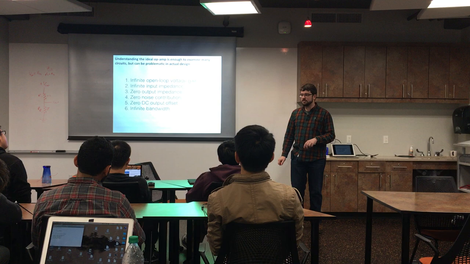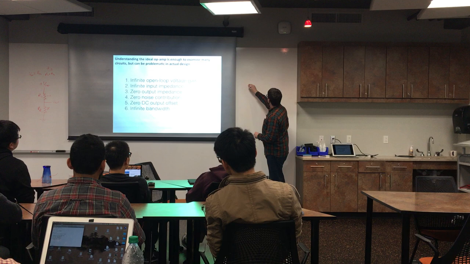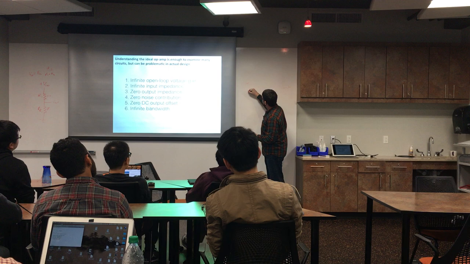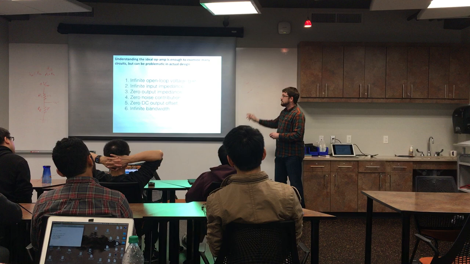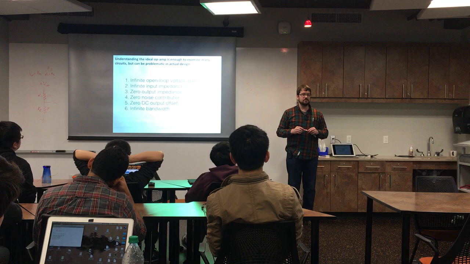But the idea is, an ideal amplifier, if you give no feedback, so we've got a plus and a minus, and we've got out, this is inverting in, this is non-inverting in. If you connect signals to there, it will take the difference of them, multiply it by infinity, and put that on the output. And that's not very useful because we don't have infinity volts available to us. But in the ideal world, we're going to say it's an infinite open loop gain.